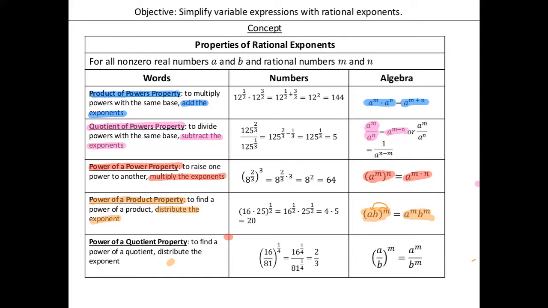And then the same concept applies with the power of a quotient property. If I have a quotient like a fraction raised to a power, then I also distribute the exponent. So I can see a over b raised to the m. You would distribute the exponent to each piece of the fraction. So then it'd be a to the m over b to the m.